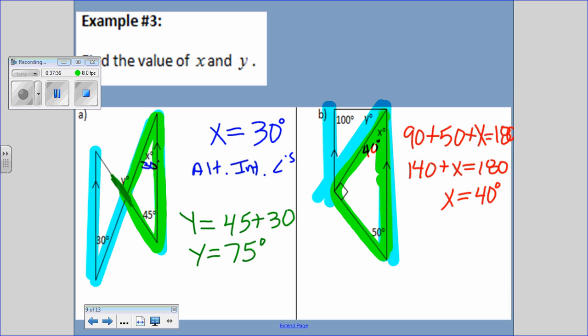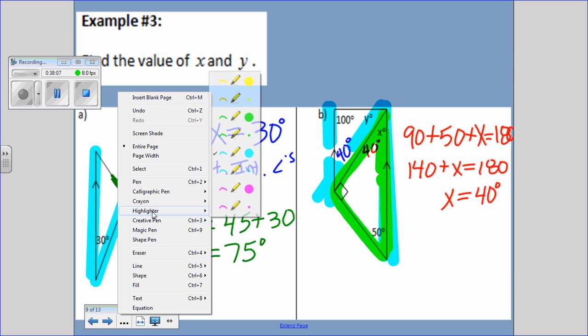Ashley. Congruent angles, but how do you know they're congruent? They're alternate interior, and which ones are you thinking are alternate interior? x and this guy down here. So that means this guy down here also has to be 40 degrees.